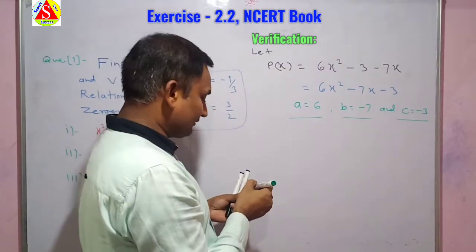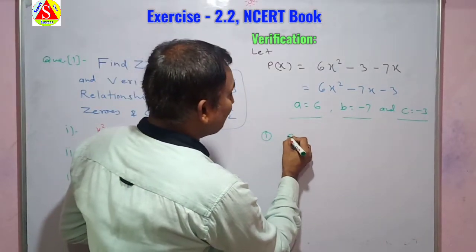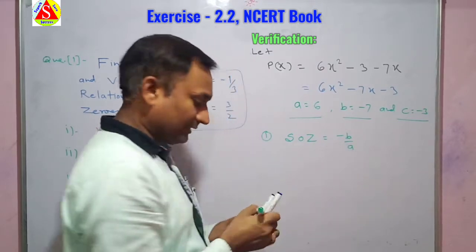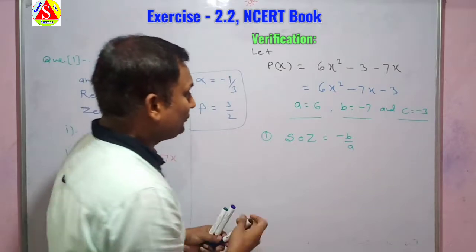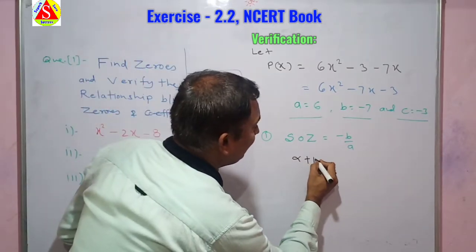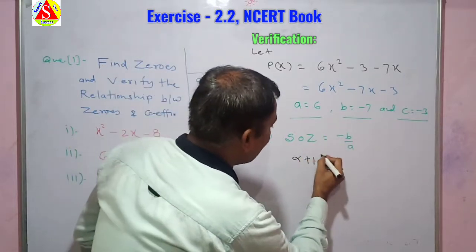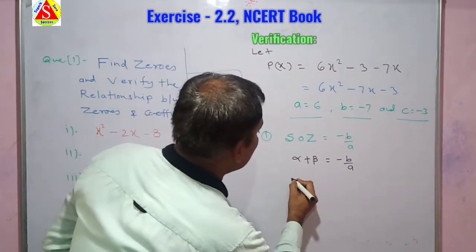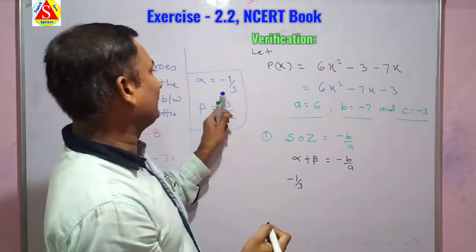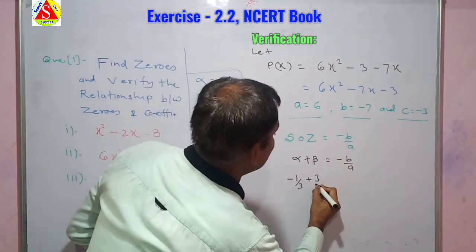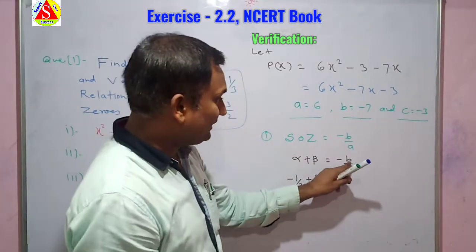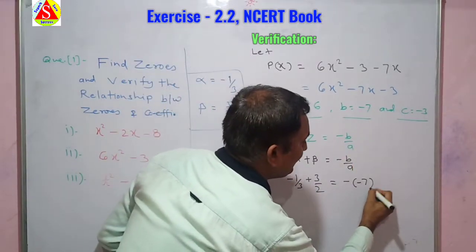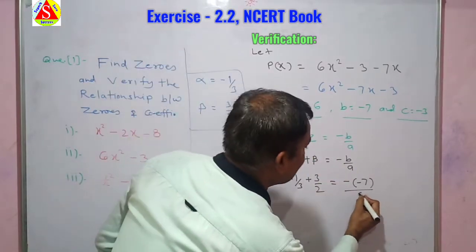After this, let's verify the first one, that is the sum of zeros, and we know it is equal to minus b by a. So let's put in the values of alpha and beta as well as b and a. Here alpha is equal to minus 1 by 3, and beta is equal to plus 3 by 2. Similarly, the value of b is minus 7, and the value of a is 6 here.